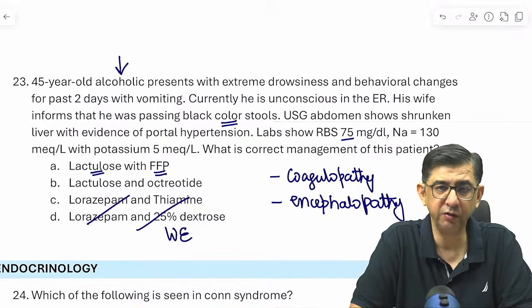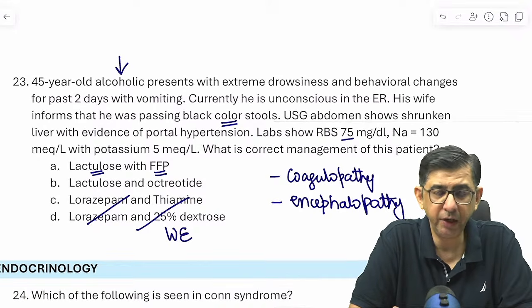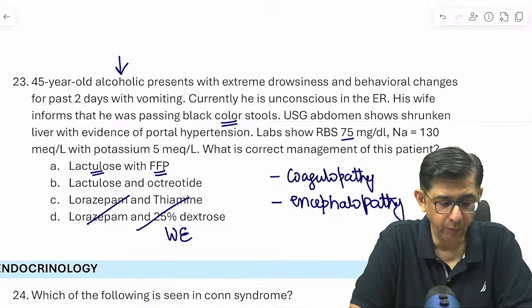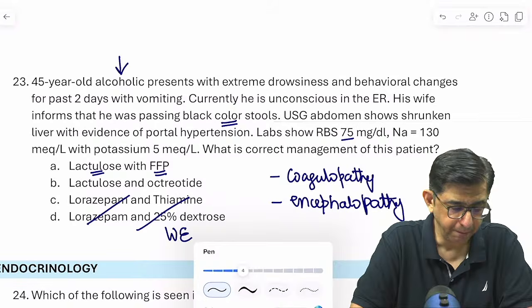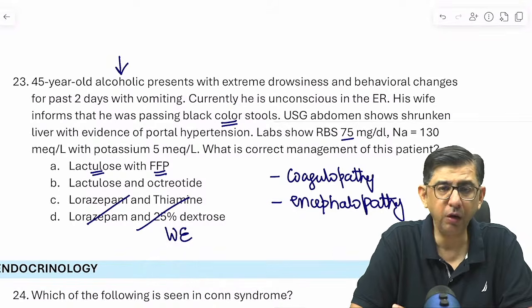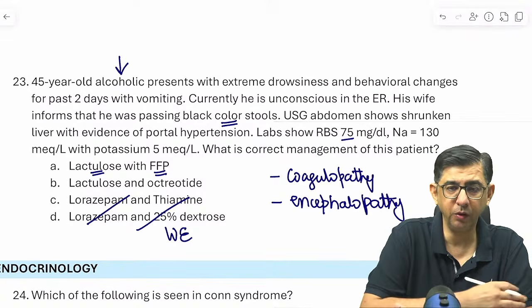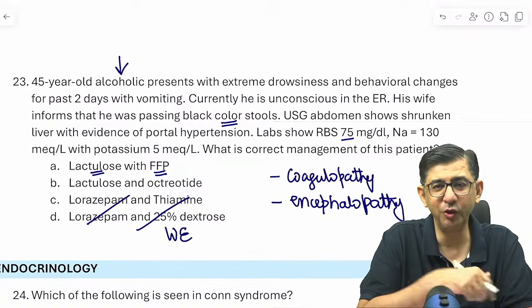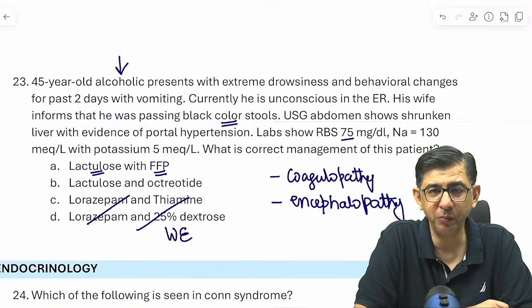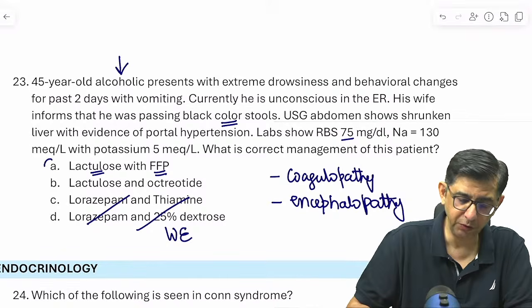I agree to that. Suppose this question said he had come with bleeding varices. I would have been happily answering this as octreotide, but considering the fact that we give lactulose by NG tube. All interventions in hepatic encephalopathy are done by NG tube, right? When you see in the hospital, they don't make him drink it, they put it in the NG tube. Rifaximin also is put in the NG tube. And for the coagulopathy, we give fresh frozen plasma. So lactulose with fresh frozen plasma.